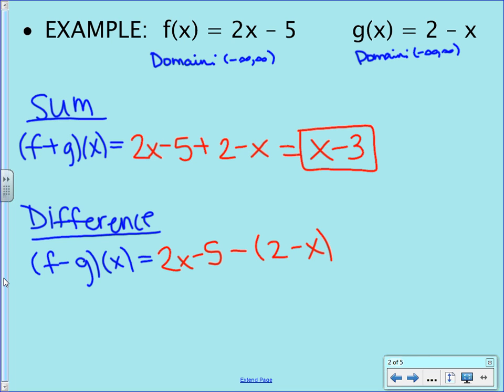This is something that a handful of us got number 10C wrong because we forgot those parentheses. Make sure you're subtracting the whole thing. So what do we actually get as a difference? Three x minus 7. What's the domain of 3x minus 7? Negative infinity to infinity.